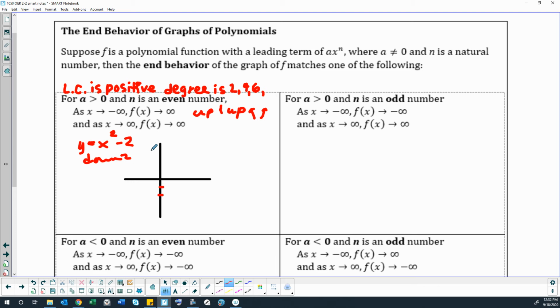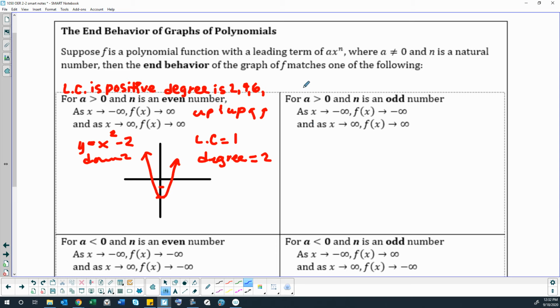I cannot draw nice graph curves with my computer today. That's not bad. Okay, so we have a nice parabola that's down 2. The important thing is the leading coefficient on this one. Leading coefficient is 1. What's the degree? The highest exponent is 2. So the leading coefficient is positive, the degree is even, and the ends of the graph are going up. That's what we call end behavior.